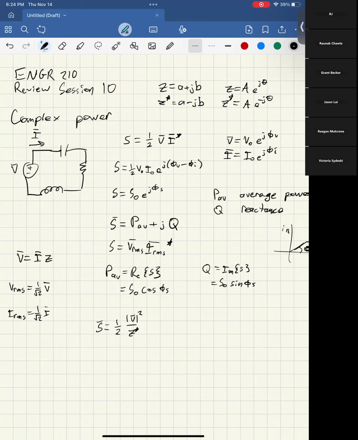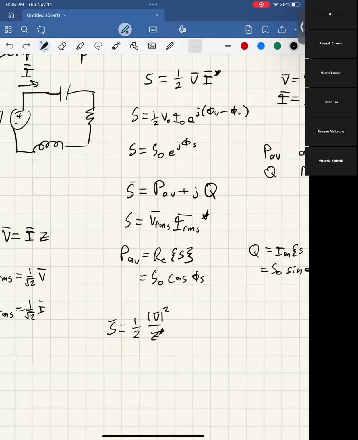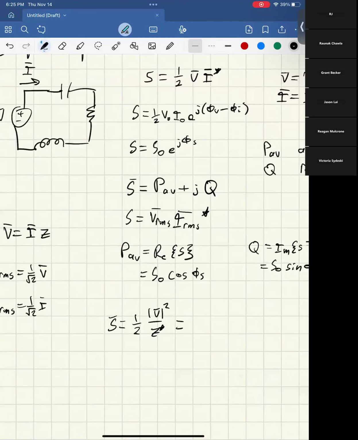So if we were in this circuit and we knew the voltage from here to here, and we know this, then we can use that equation to find our complex power. Other things you can say: S also equals 1/2 Z times the actual current squared.